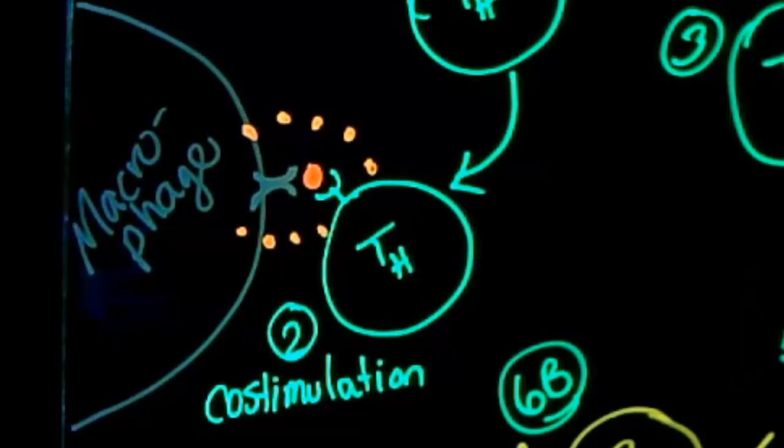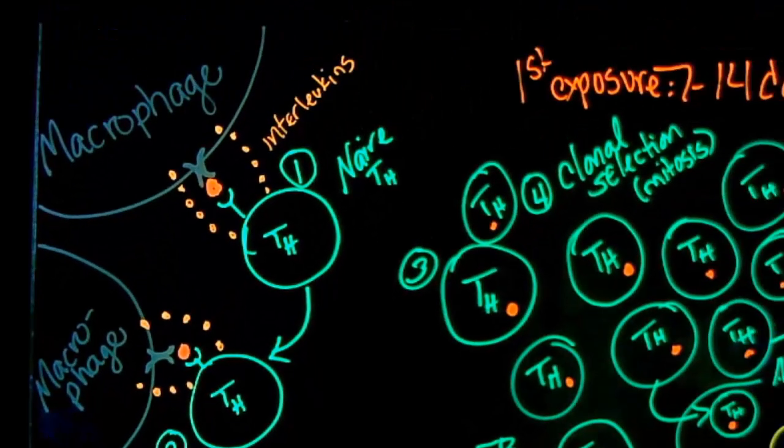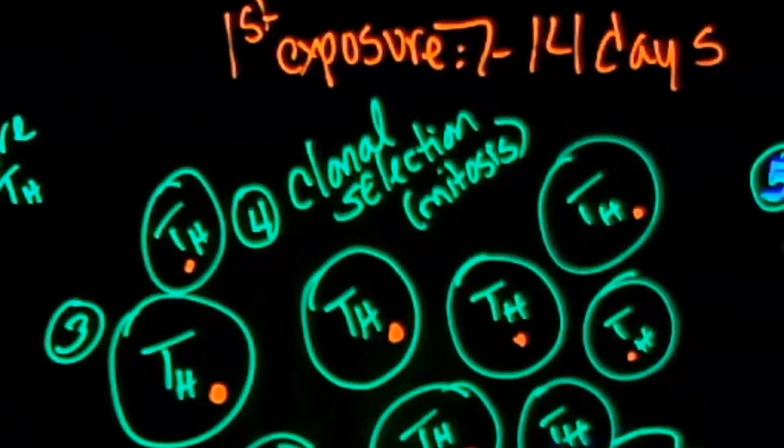And once a T helper cell has been co-stimulated, that T helper cell is going to be carrying the knowledge about the evil red ball antigen. So coming over here to step 3, we have a T helper cell with a red ball antigen. And now that cell is going to go through a process known as clonal selection. This is really just fancy talk for mitosis, which is the creation of identical daughter cells, but it is a little bit more than just mitosis because every daughter T helper cell that is created will have knowledge about this evil red ball antigen.